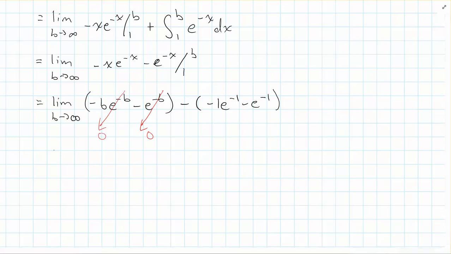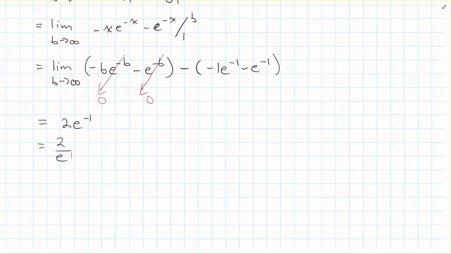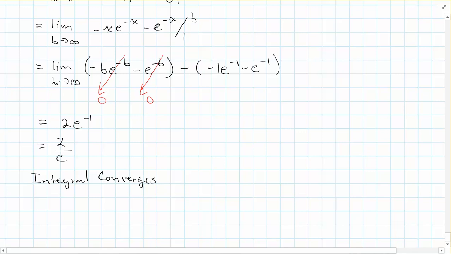So this is equal to 2 times e to the negative 1, which if you wanted to write it, it's 2 over e, but that's just some number. You could divide it. It's a little less than 1. But what we have here is then that the integral converges. So the series converges.